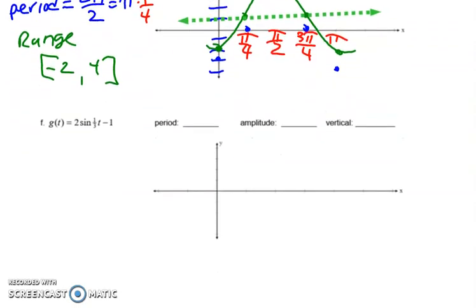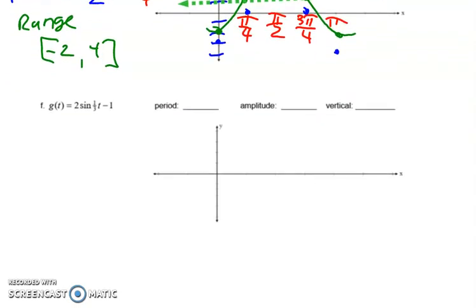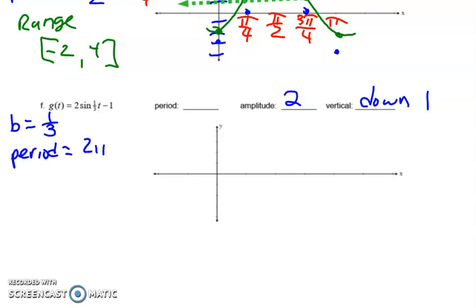And if we look at F, sine graph, we have a vertical shift of down 1. We have an amplitude of 2. Remember, amplitudes will always be positive. The period, B is 1/3. So we do the period being 2 pi divided by 1/3, which means that 2 pi times 3, and then with a period of 6 pi.